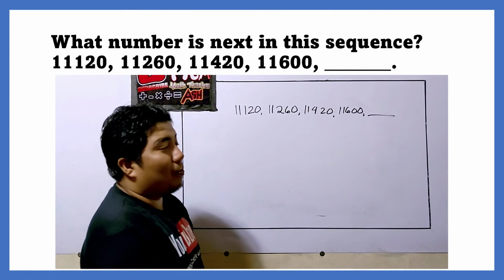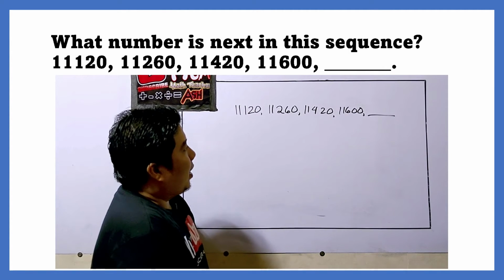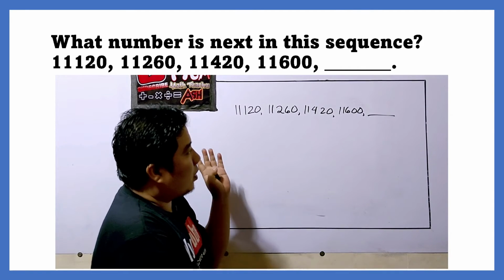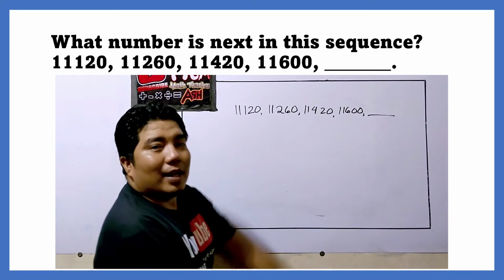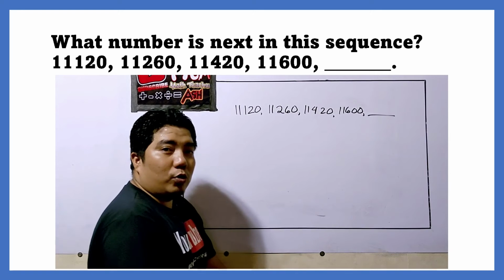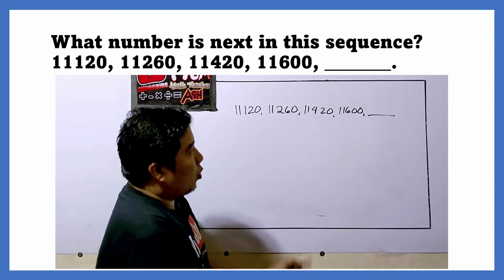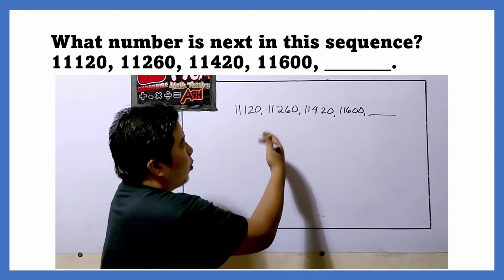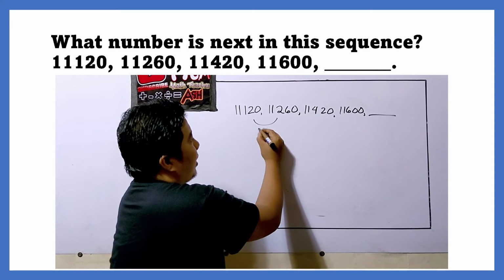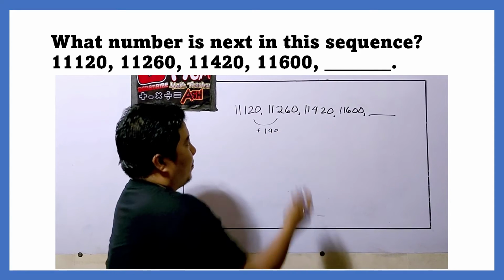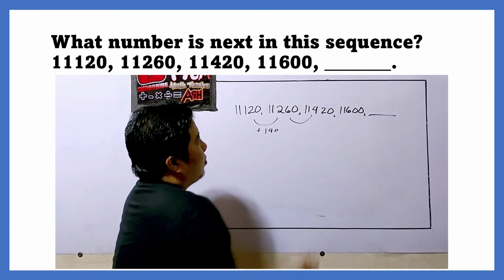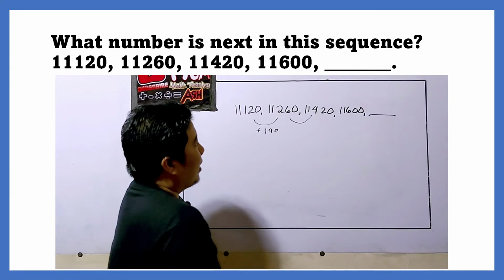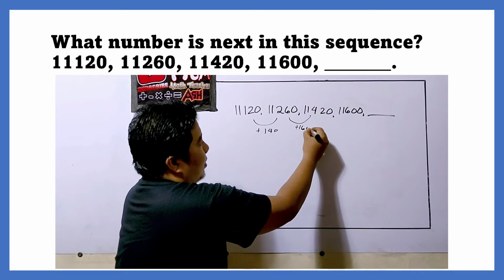Okay, math learners, this is another problem about sequences. As you can see, all of the given numbers are in the 11,000s. What is asked in this problem is the next term. Basically, we could use addition to find whether there is a pattern. The difference between 11,120 and 11,260 is positive 140. Now, if we continue, the difference between 11,260 and 11,420 is positive 160.